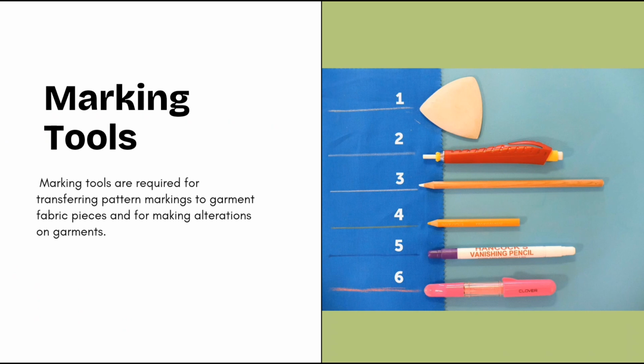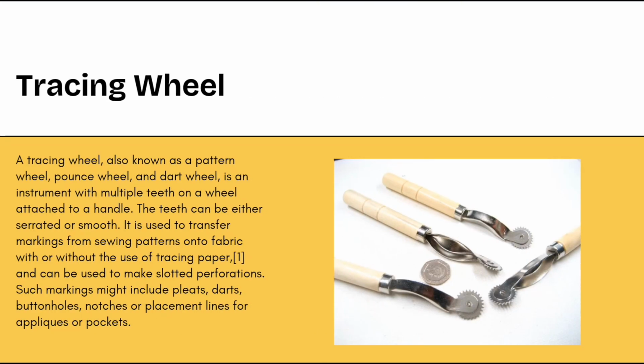So we also have these marking tools. Marking tools are required for transferring pattern markings to garment fabric pieces and for making alterations on garments. So an example of a marking tool is a tracing wheel. A tracing wheel, also known as a pattern wheel, punch wheel, and a dart wheel, is an instrument with multiple teeth on the wheel attached to a handle.